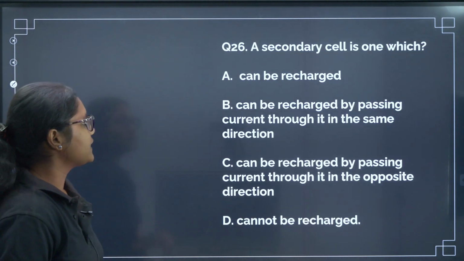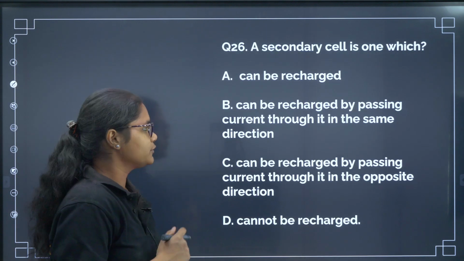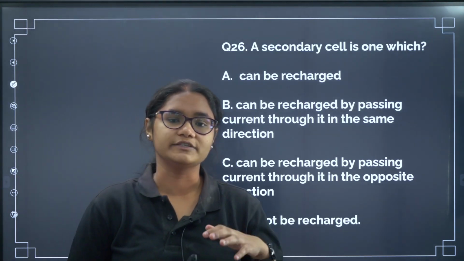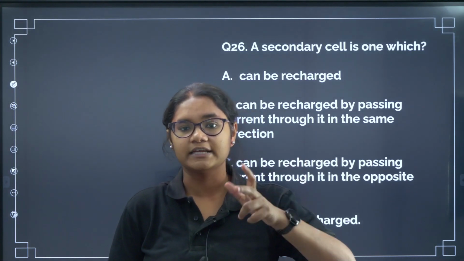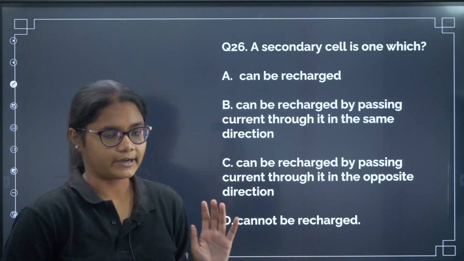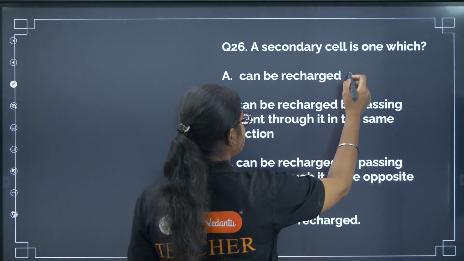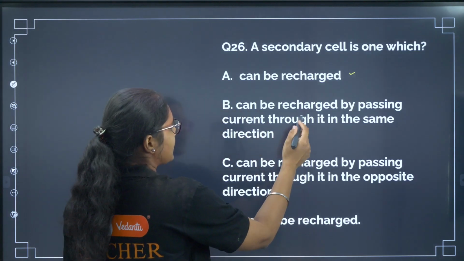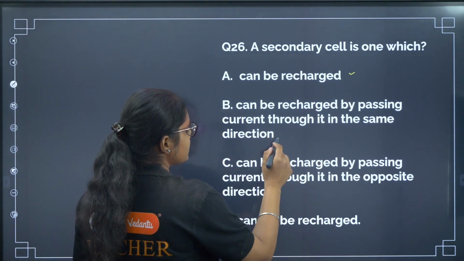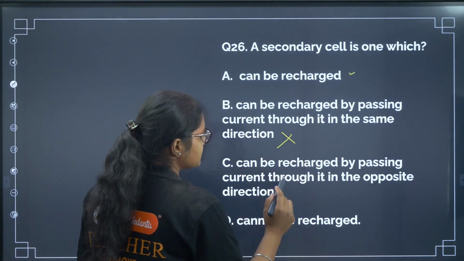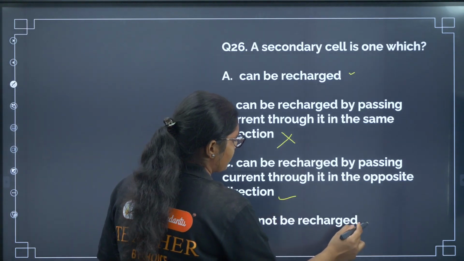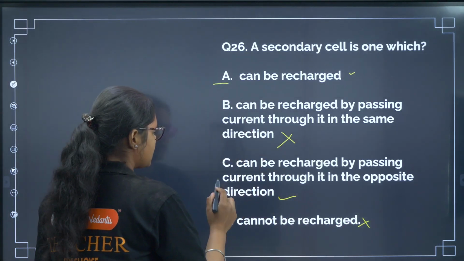Next, a secondary cell is one which, so you know secondary cells are those which can be recharged. Okay, recharged on what? On passing current in the opposite direction. So can be recharged is correct, but you can see can be recharged by passing current in the same direction, this is the wrong statement. Can be recharged by passing current in the opposite direction, cannot be recharged. See, these both the statements are correct.